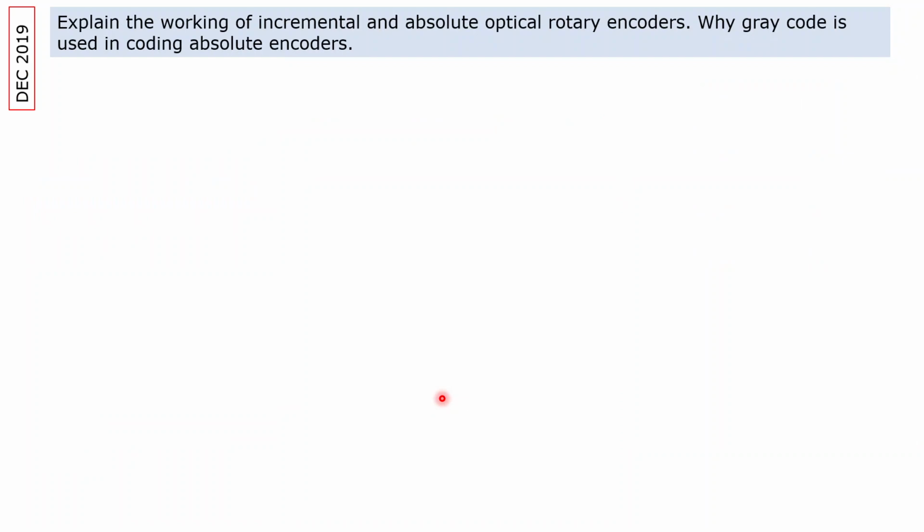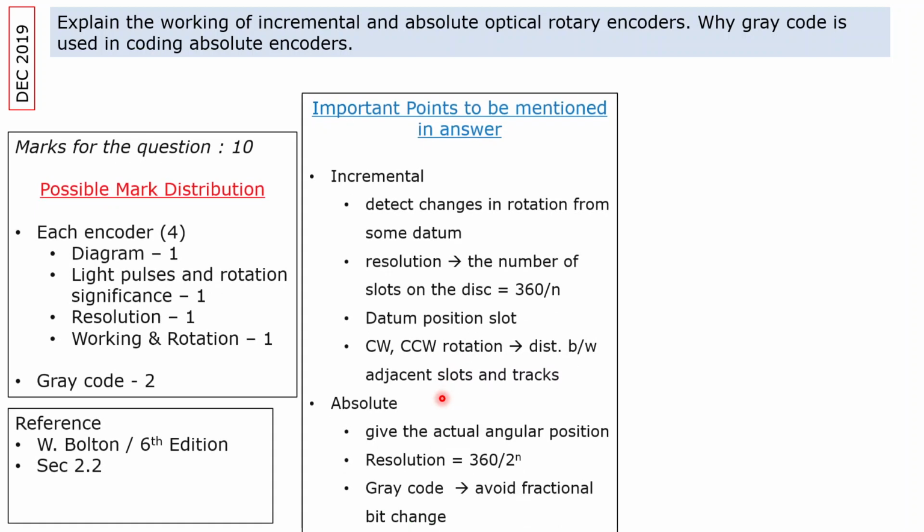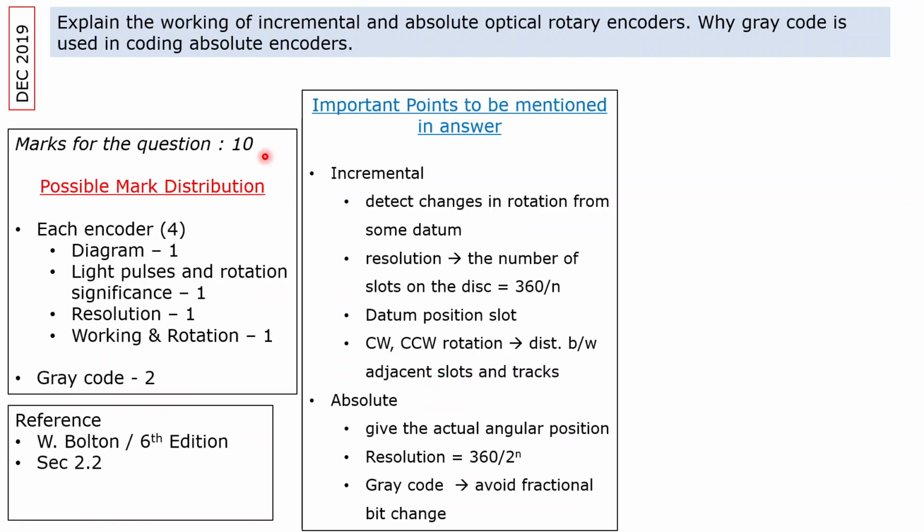Now the next question: explain the working of incremental and absolute optical rotary encoder. Why is gray code used in coding an absolute encoder? This question came in December 2019, and it carries 10 marks. The possible marks distribution is: each encoder carries 4 marks, the diagram carries 1 mark, the light pulses and rotation significance 1 mark, the resolution 1 mark, working and rotation 1 mark, and finally, explaining the gray code carries 2 marks.